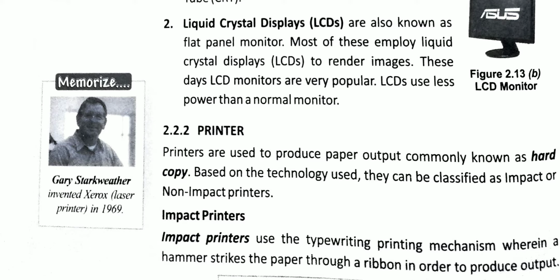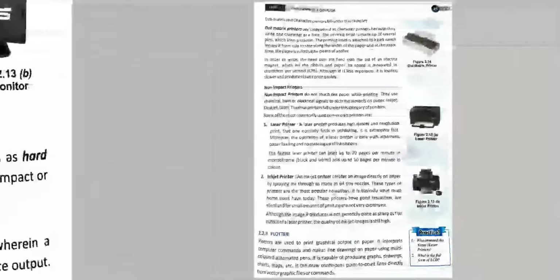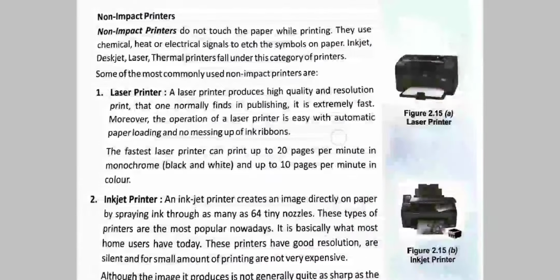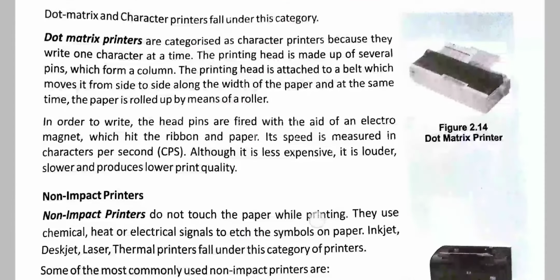That is an impact printer. Now the second one is the non-impact printer. So what is a non-impact printer? Dot matrix and character printers fall under this category. So under impact printers, two printers are there, dot matrix and character printers fall under that one.